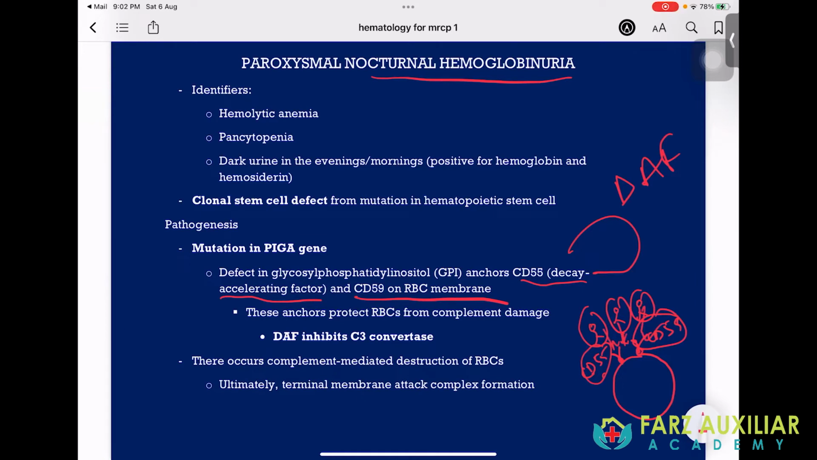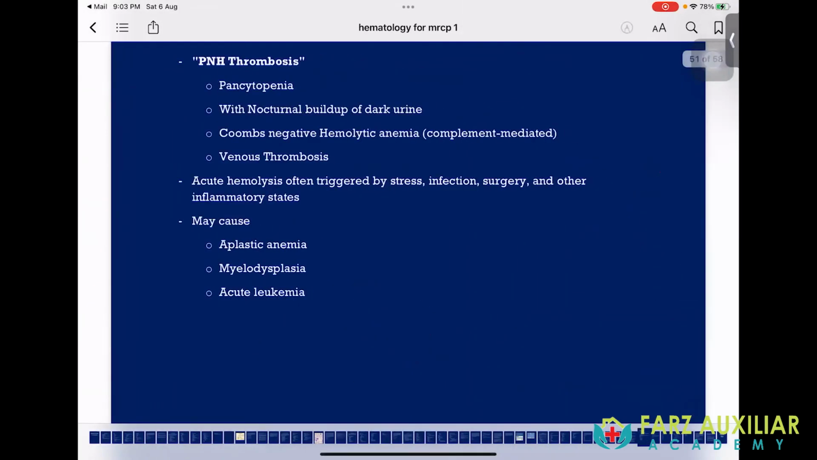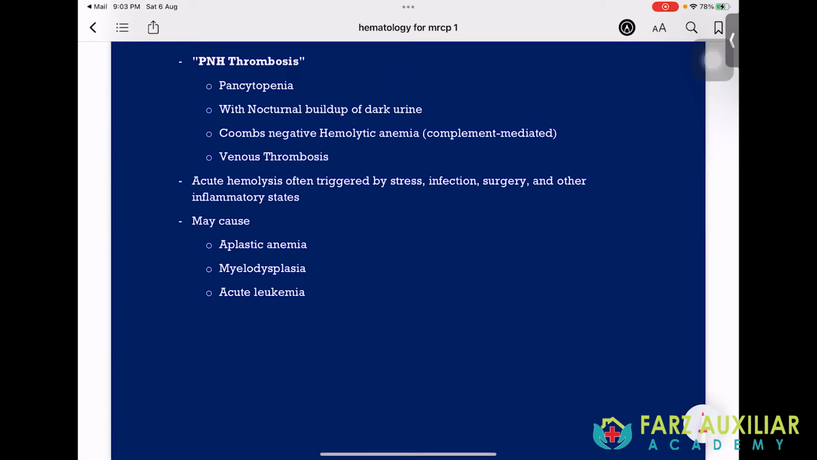So these anchors usually protect the RBC from complement damage because DAF inhibits C3 convertase, which is almost the final conversion in the complement mediated pathway. So there occurs destruction of RBCs via the complement mediated pathway. Ultimately, the terminal attack complex formation happens and it leads to paroxysmal nocturnal hemoglobinuria. But there occurs thrombosis also in these conditions.